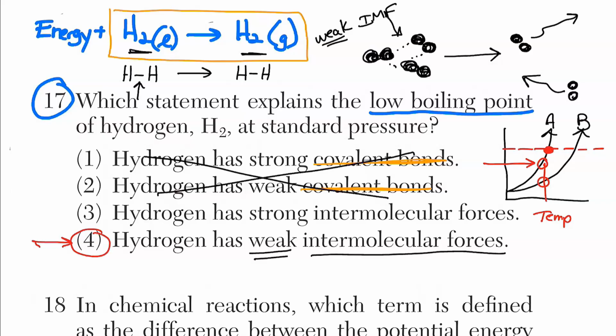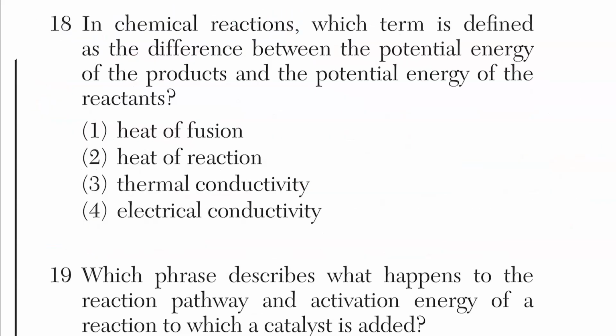On to number 18. In a chemical reaction, which term is defined as the difference between the potential energy of the products and the potential energy of the reactants? This is a straight definition, but like other things, you can infer this from your potential energy curves. So let's just say we have an exothermic reaction. This is a curve that measures potential energy. That's the energy that's in the chemical bonds.